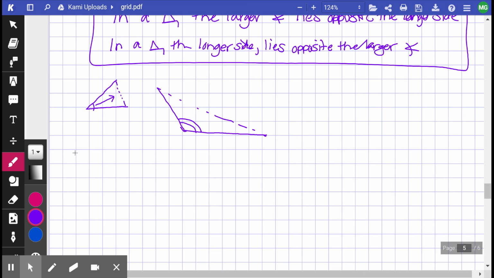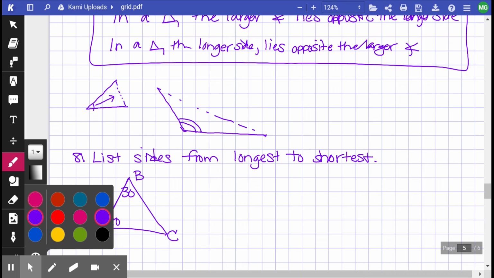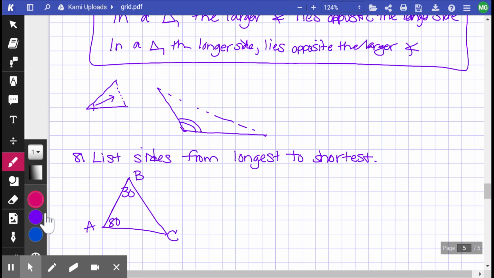So I want you to list the sides of this triangle from longest to shortest. And be really careful, because sometimes they'll ask you from shortest to longest, sometimes longest to shortest, but really be aware of what is being asked of you. Okay, so I'm going to give you angle A is 80 degrees, B is 30, and I'm not going to give you C, but I want you to find the sides from longest to shortest. Pause the video and try to do that.